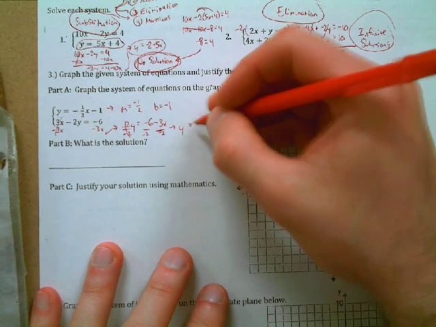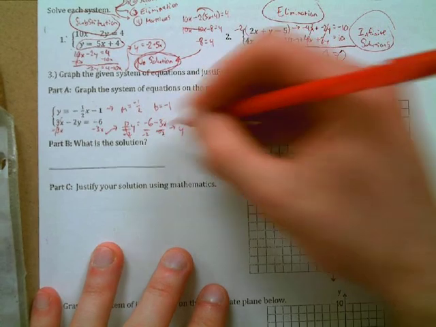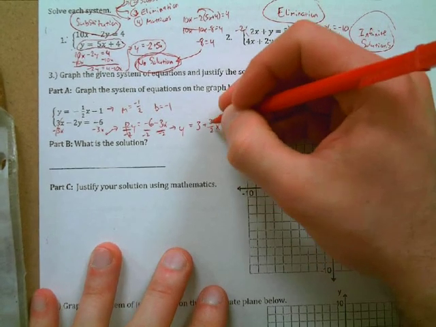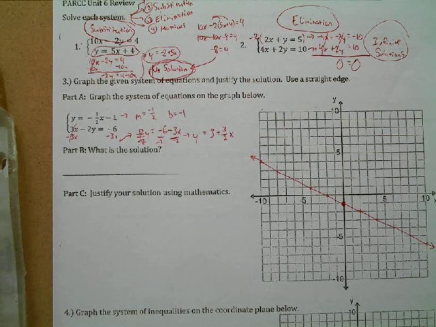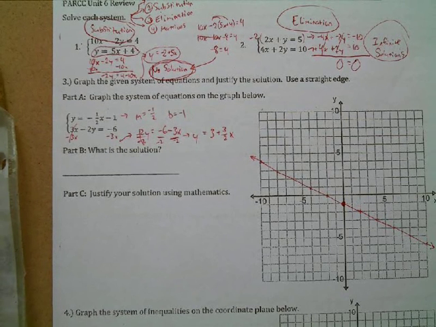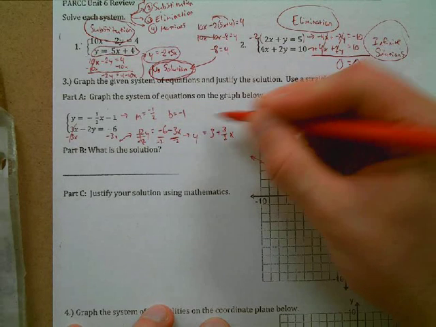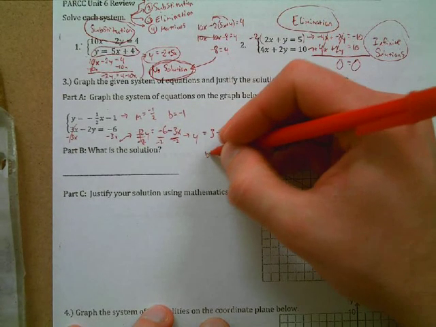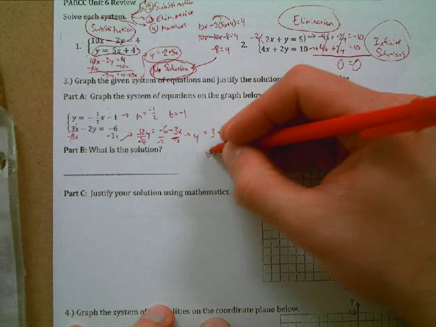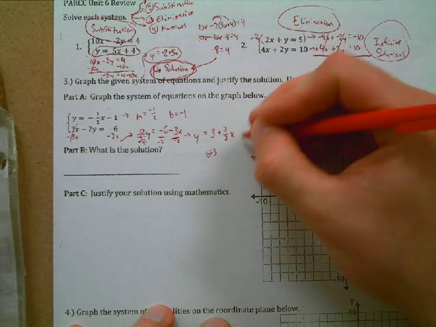So -6 divided by -2 is 3. -3 divided by -2 is +3/2. Okay. Super important here, we can get that slope-intercept form. All right. So, what is the y-intercept of this line? 3. What's the slope of this line? 3/2, yeah.